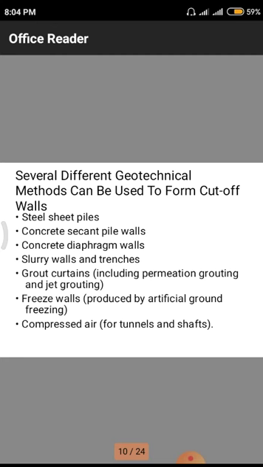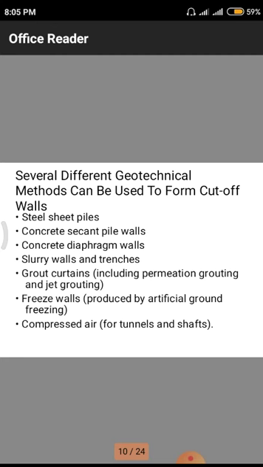Next one is the freeze walls. Normally freezing means the water can be frozen at a temperature of 10 to 5 degrees. Below 10 degrees, at 5 degrees the water will freeze into a solid, so with these freezing walls, whatever water is present in the soil will be frozen by the walls present in the ground. Next one is compressed air. Whenever we pass this air into the soil, it gives a huge amount of pressure in the soil.